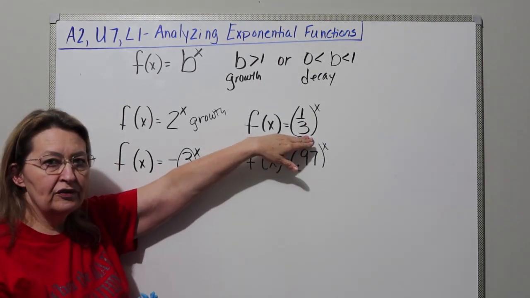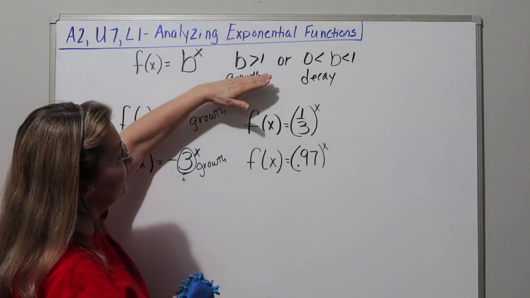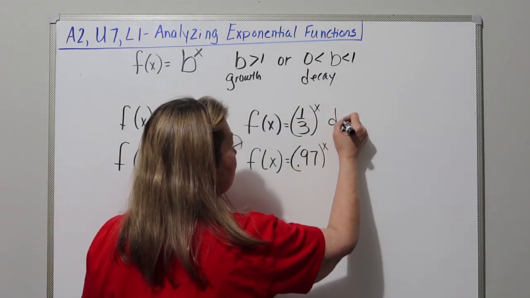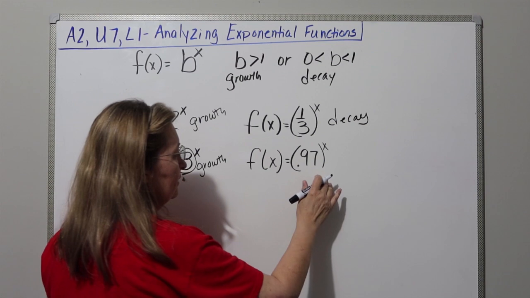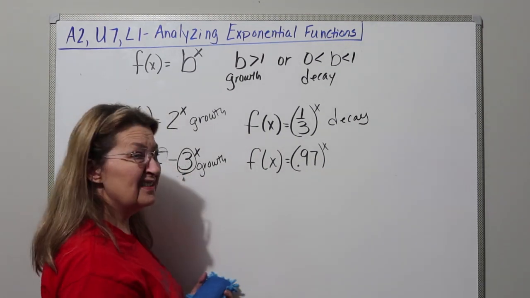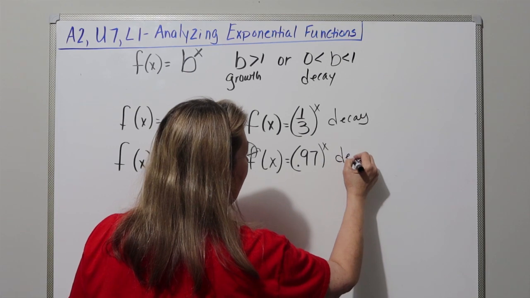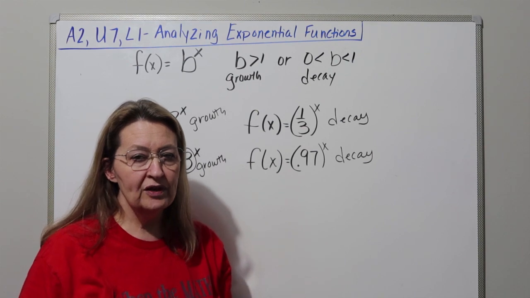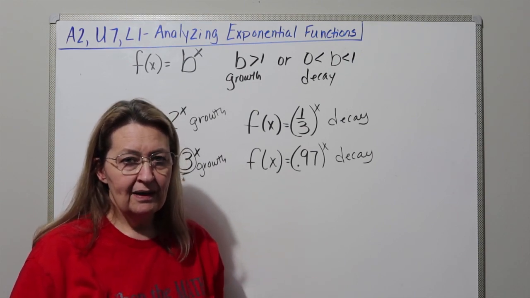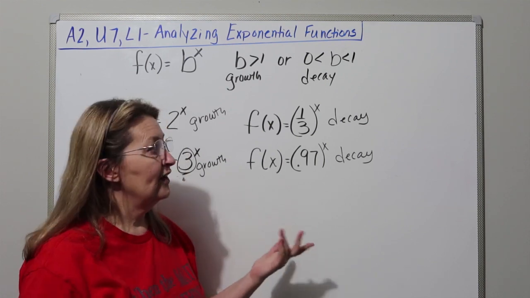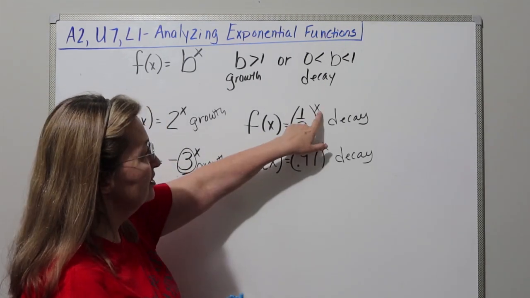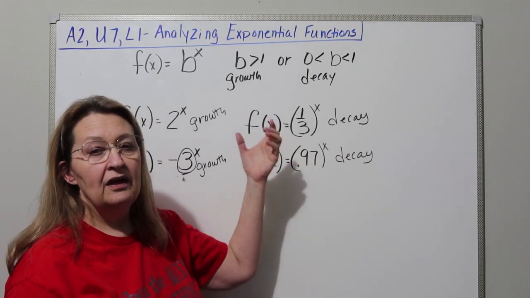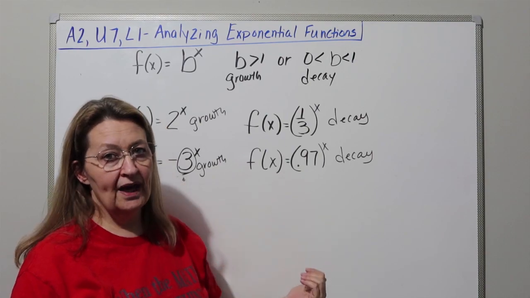Alright, here's 1/3 to the x power. 1/3 is not greater than 1. It falls in between 0 and 1. So this function is going to be decay. Now let's look at this one. 0.97. That's still less than 1. So it is also decay. So all you have to do to figure out whether something is growth or decay is find that base. Well, the easiest way to find the base is look for that variable exponent. So once you see the x, look down at its base. If it's greater than 1, you have growth. If it's in between 0 and 1, you have decay.